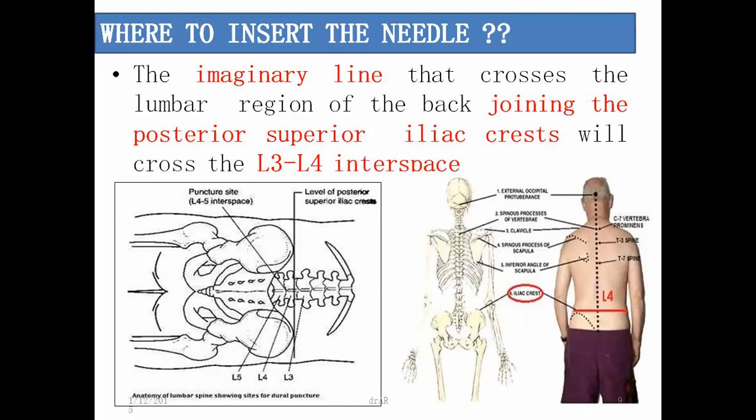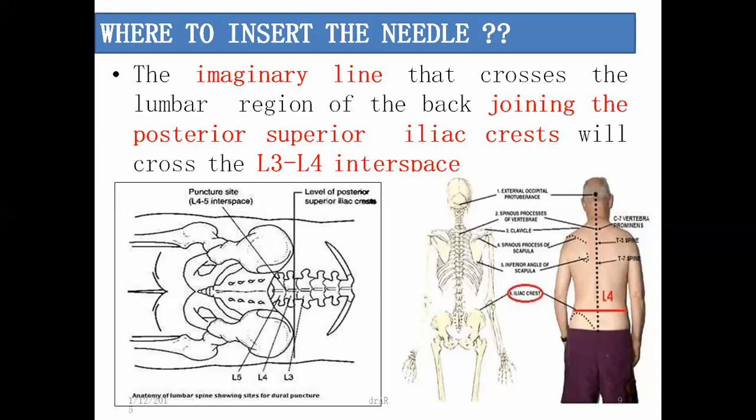So now we have discussed the definition, the indication, the contraindication, all right? So now where do we have to place the needle? The imaginary line that crosses the lumbar region of the back joins the posterior iliac crest. So I think all of you know this iliac crest, okay? When you palpate your hips, you will find some crest, the bone, that is your iliac crest, okay? This will cross the L3 and L4 interspace, all right? So when you feel the iliac crest, the imaginary line should cross the L3 and L4 space.